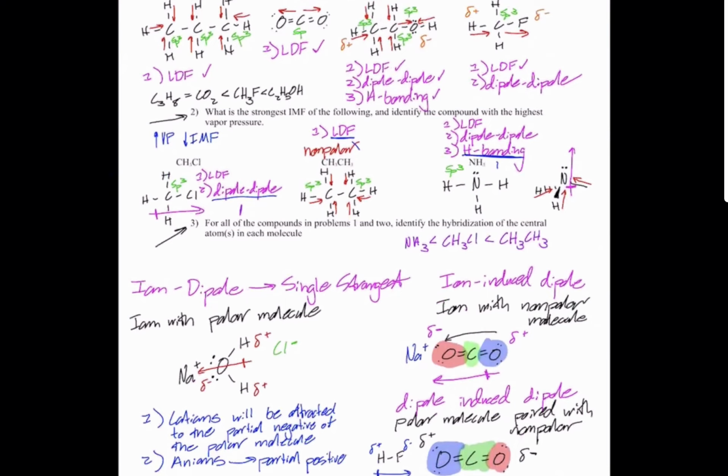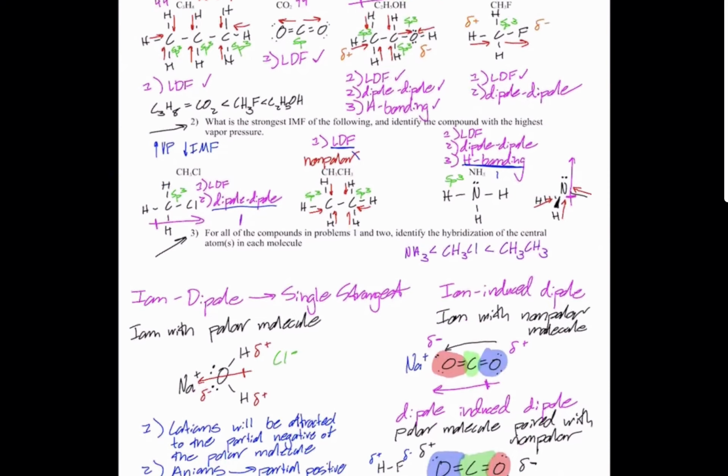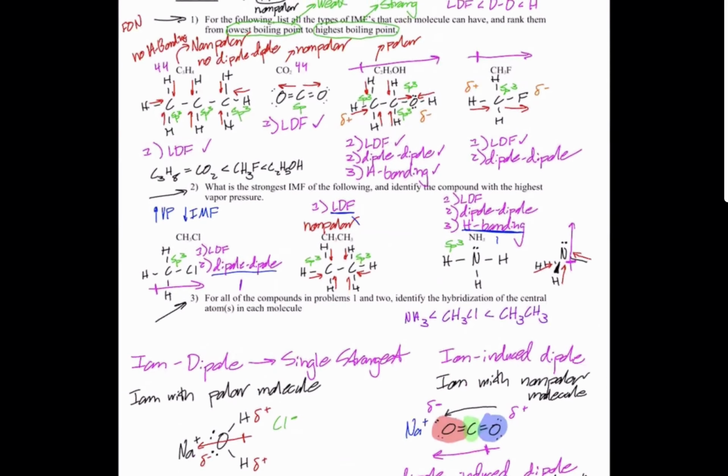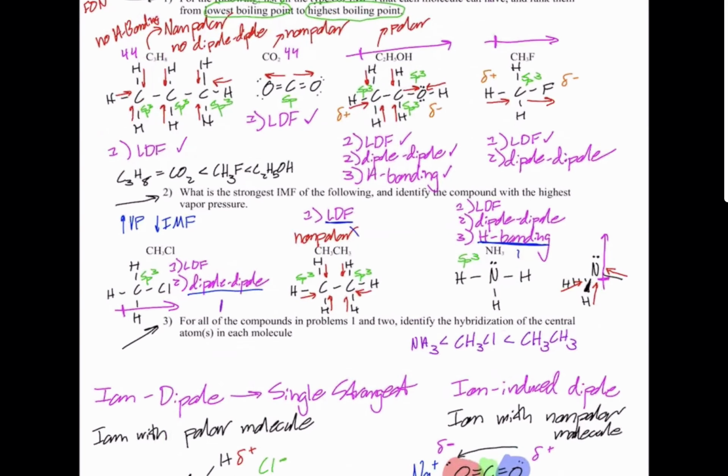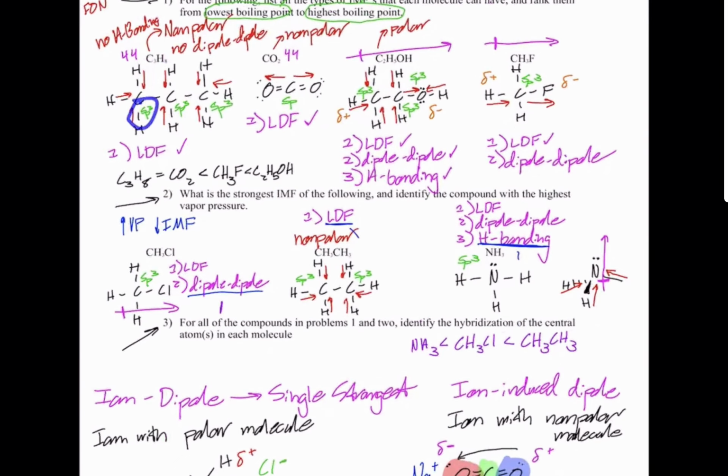Okay, so someone says, what was the answer to the last one? I assume you're talking about number 3. Basically it's just all of these, the green writing, that's where I symbolize the hybridization for each of those central atoms.